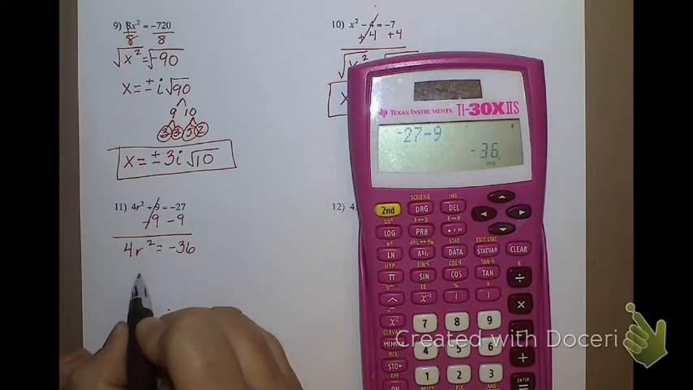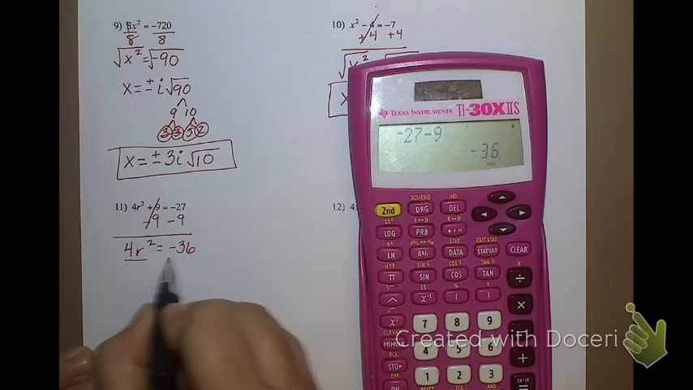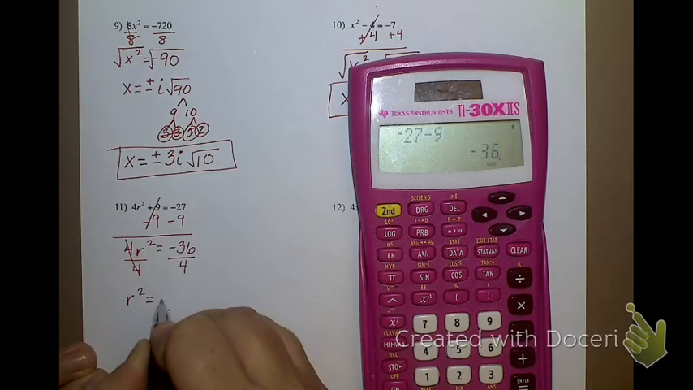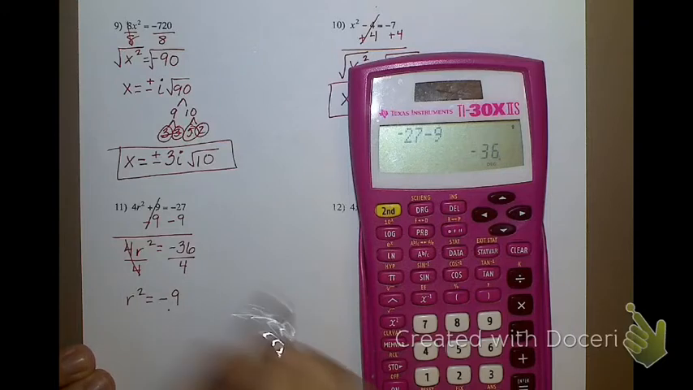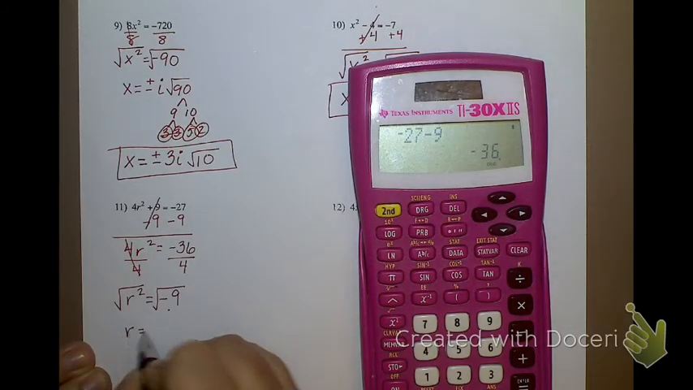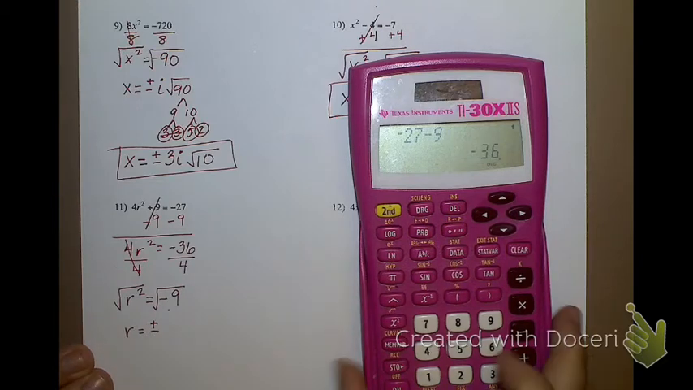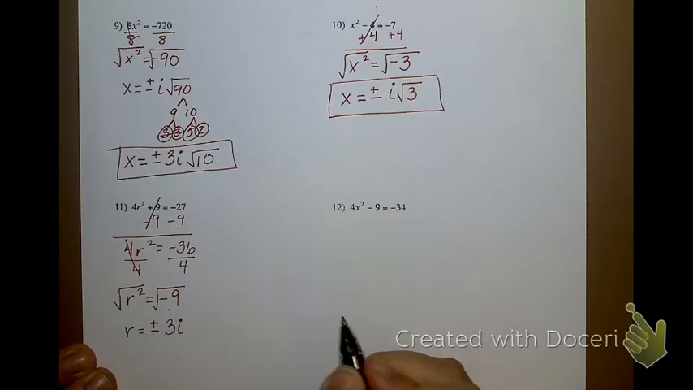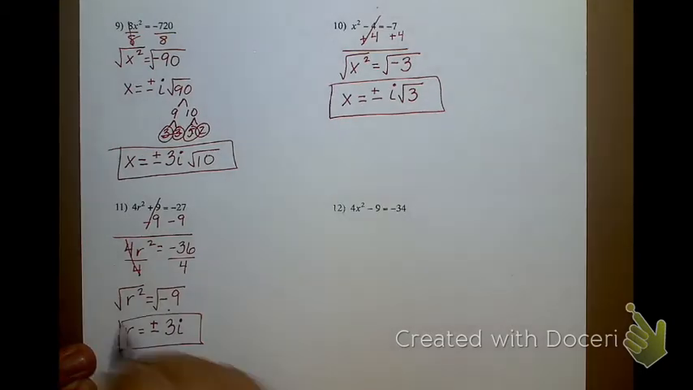So now what do I do? Divide by 4. So r squared equals what? Negative 9. Square root both sides. So r equals plus and minus. What's the square root of negative 9? 3i. All right, you do the last one.